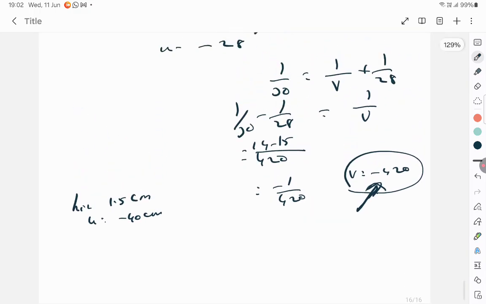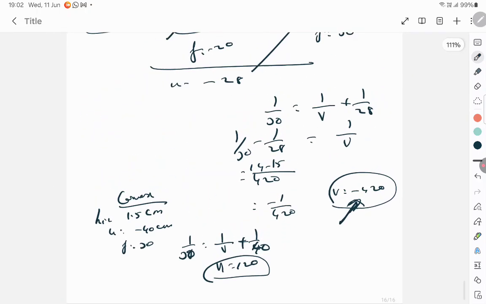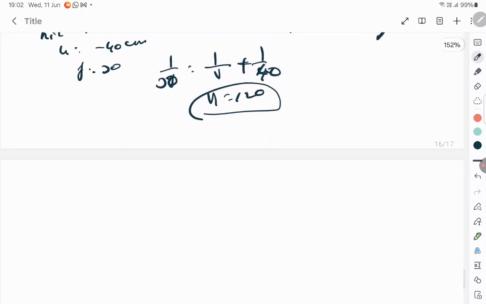You find what is, the focal length of the convex lens is 30. So using that, you find 1 by f is equal to 1 by v minus 1 by u, where it will become plus 1 by 40, and this will become 30. With that you can find what is your v of the first lens, that is convex. That's what they are referring as 1. So you get your v1 to be 120 on solving this.